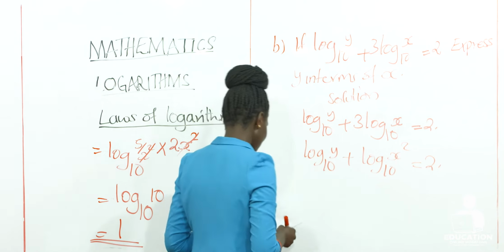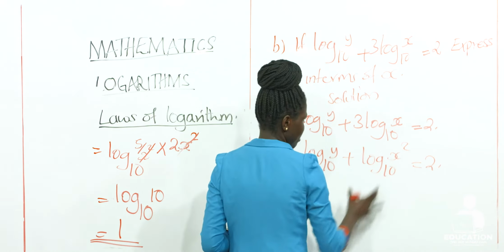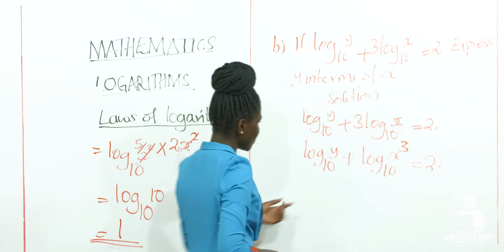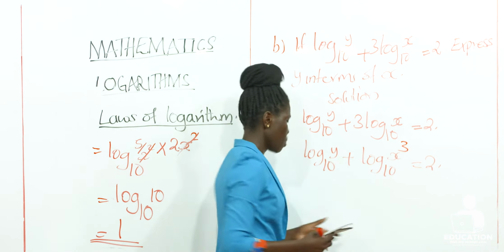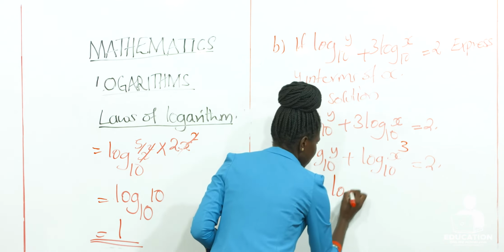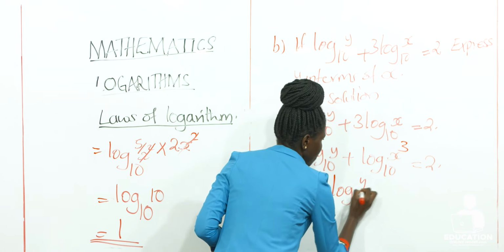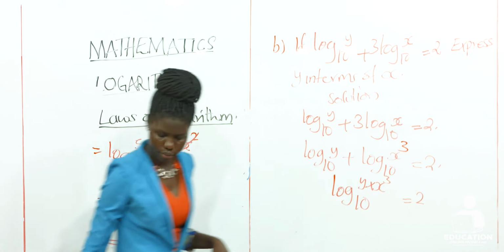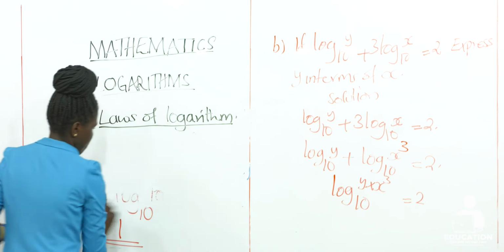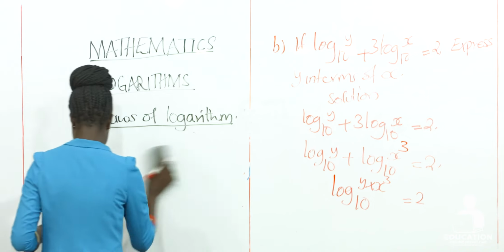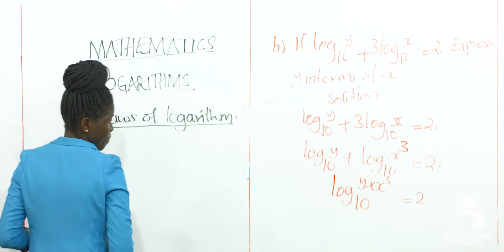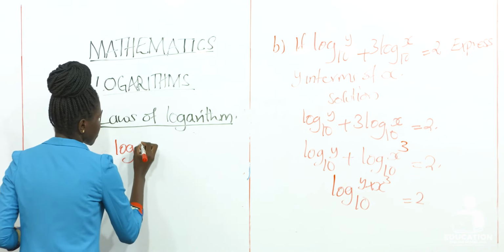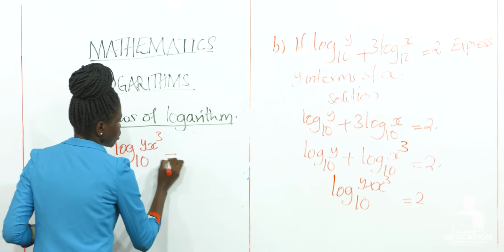So with that, we are going to apply the first rule, which says that when you're adding numbers of the same base, you multiply the powers. So we're now going to have this as log 10 of y times x cubed is equal to 2. So when you have that, we shall have log 10 yx cubed is equal to 2.